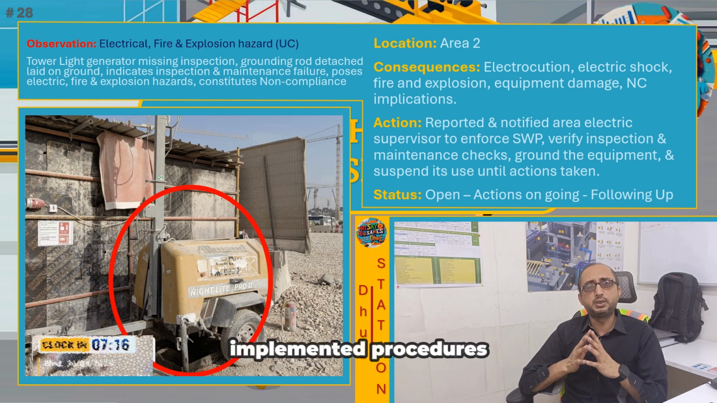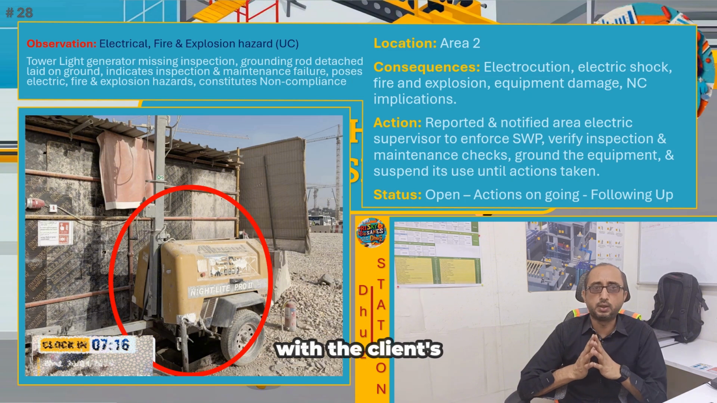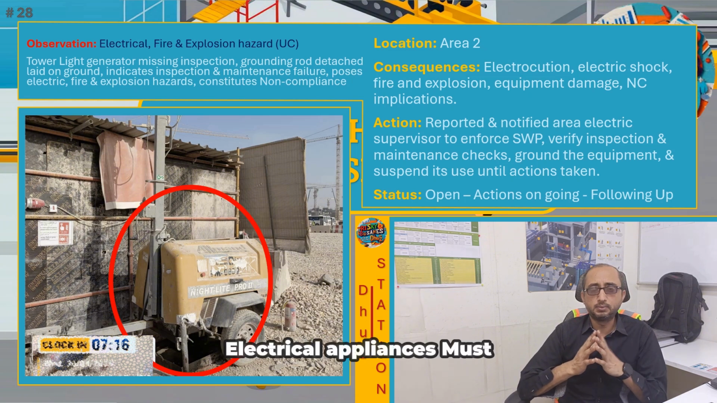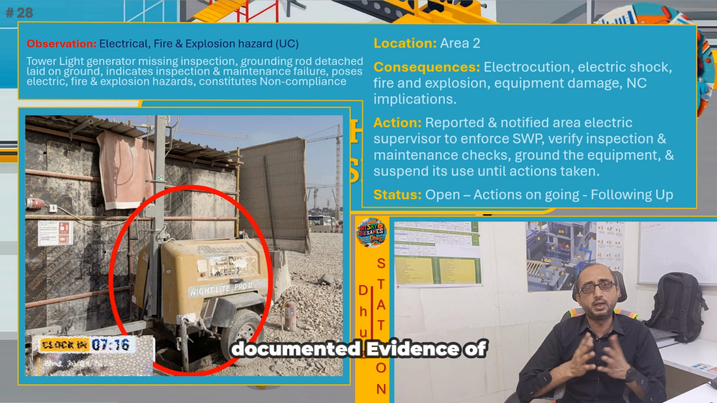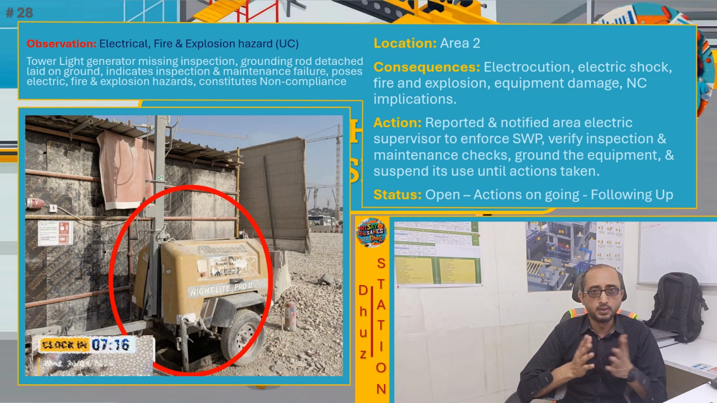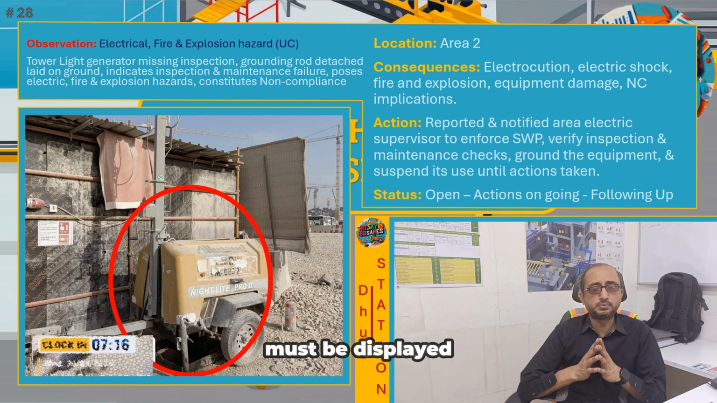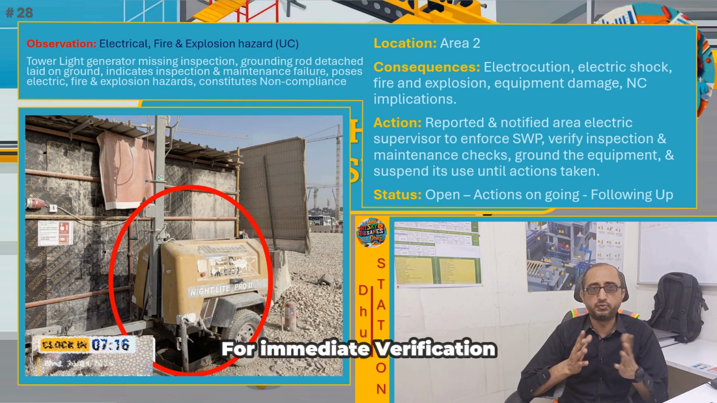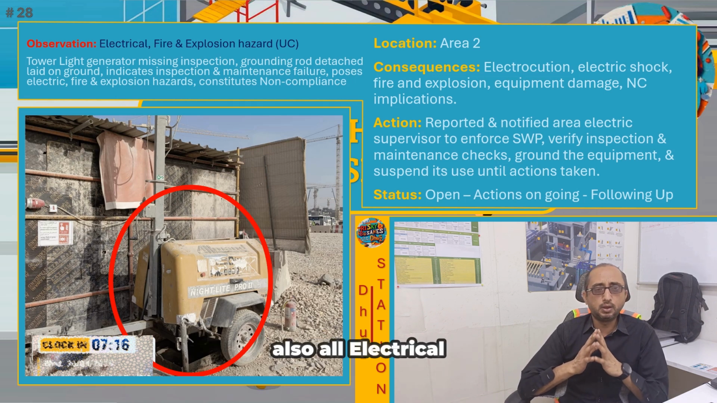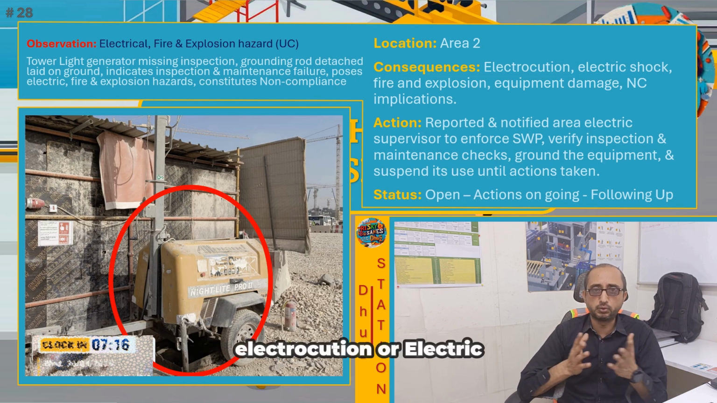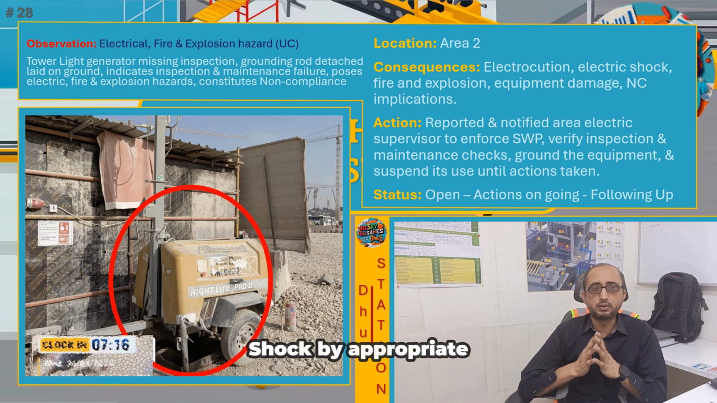Now, as per our implemented procedures, which are aligned with the client's requirement, electrical appliances must have documented evidence of the inspection and maintenance, and the current status must be displayed all the time for immediate verification. Also, all the electrical appliances must be secured to prevent electrocution or electric shock by appropriate grounding. Now, this situation is creating electric hazard, fire hazard, and non-compliance.